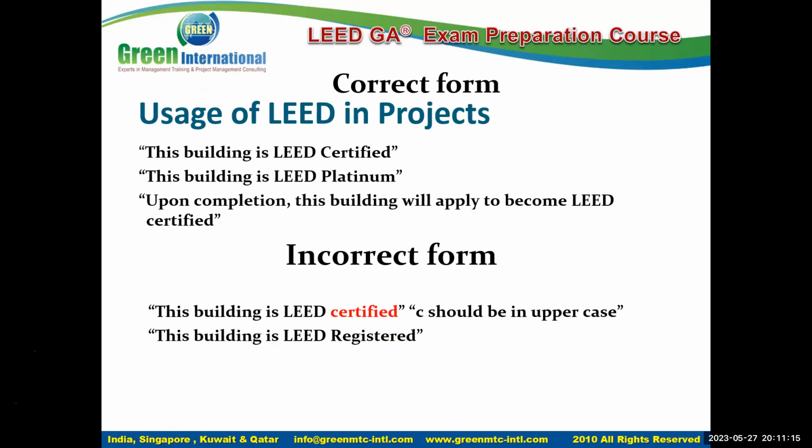The next thing is we can never say that this building is LEED registered, this building is LEED certified. Here the issue is that the C in certified is not in caps. We should use this particular sentence, the first one. This building is LEED certified. This building is LEED Platinum. Platinum is one category of LEED certification for buildings.